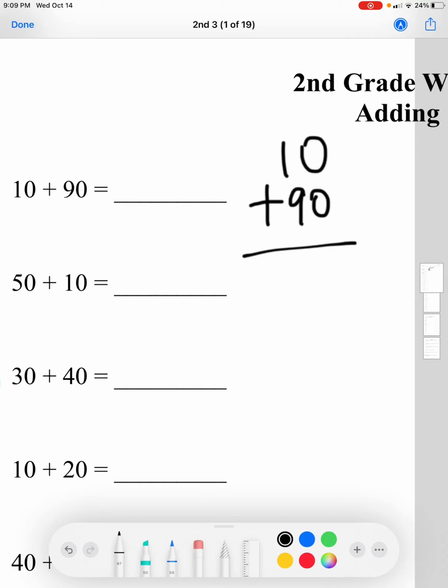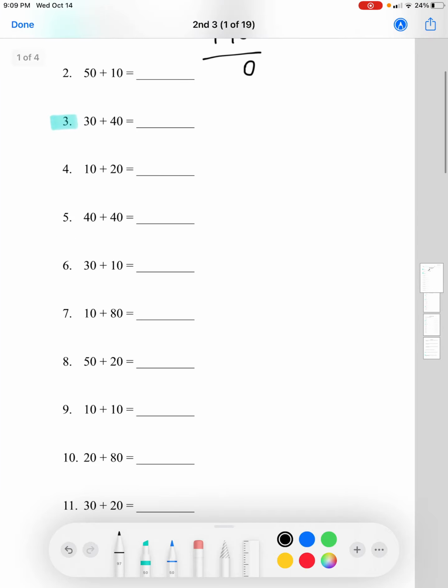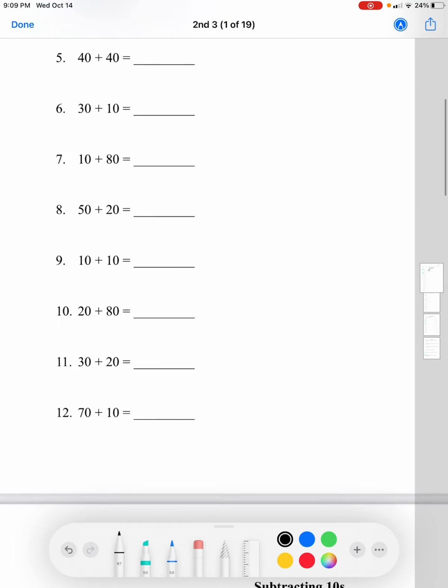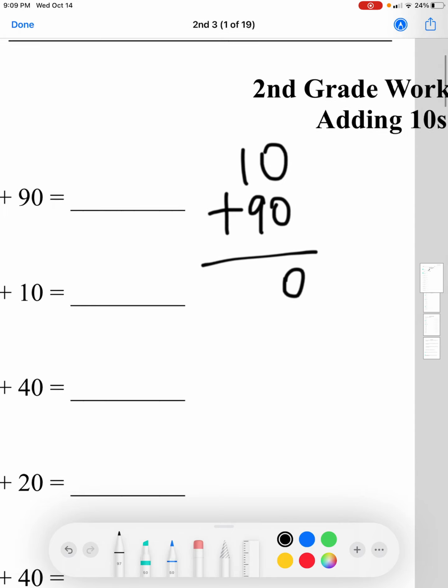So first we have 0 plus 0, which equals 0. If you look at all of the questions on this page, each addend ends with the number 0. So that makes it a lot easier because we know that 0 plus 0 is always going to equal 0. So each answer on this page is always going to end with 0. So now we're left with 1 plus 9. And 1 plus 9 equals 10.